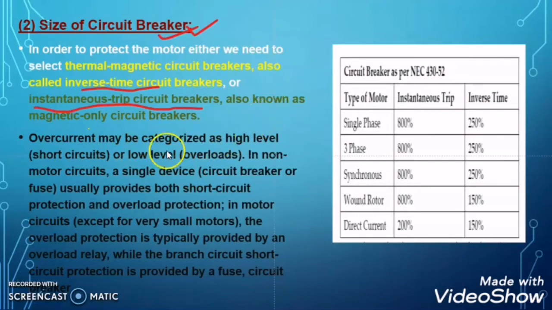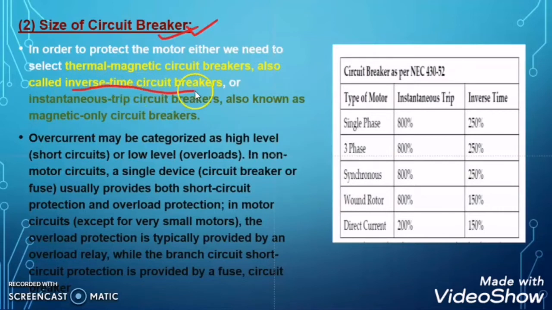We can say that overcurrent happens due to overload, and overcurrent also happens due to a short circuit fault. In both conditions, whether the motor gets overloaded or there is a short circuit in the motor, there will be overcurrent, but the severity of the overcurrent will be different. For the overload condition, the severity of overcurrent is less, and in the short circuit condition, the severity of overcurrent will be very high.